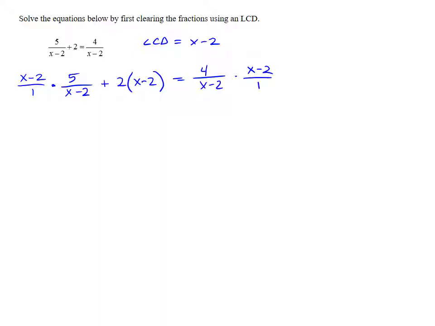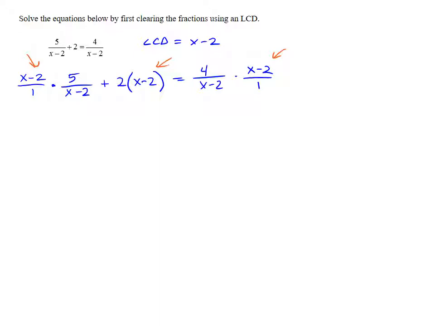Now one thing you'll note is that in this first term, I multiplied the LCD over 1 on the left side of the first term. And in the other 2 terms, I multiplied on the right side. It really doesn't matter. It's just how I happen to write it down. It's your choice whether you multiply the LCD over 1 on the left or the right side of each term, but you have to do it to all 3 terms.